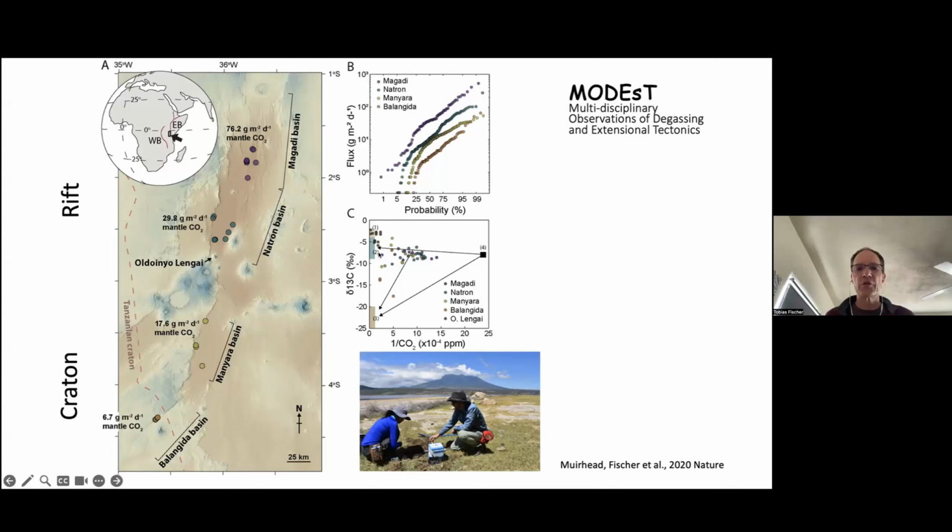The other interesting thing is, what is the source of the CO2? Well, the source of the CO2 can be identified using carbon isotopes, and you just plot 1 over CO2 to get at the pure CO2, which would be 0 over here. And so clearly there's mixture with air. And then you have a mantle-derived CO2 composition, and that's the mantle value here, around -5. And then as you go to Balangida and the places on the craton, it's very light. So it's really dominated by organic carbon sources.